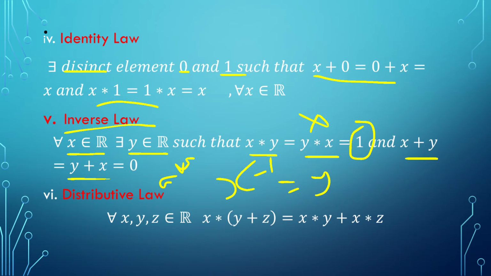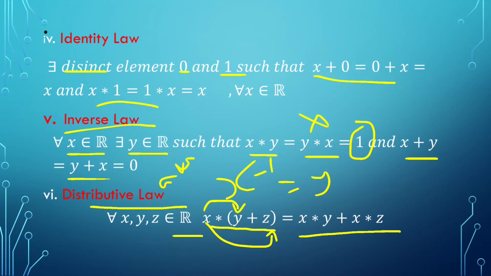The next one is distributive law, whereby if you have x, y, z in real numbers, if you do the multiplication of x star (y plus z), you can open it in this arrangement, in that arrangement, and therefore we have this. So that is basically distributive law.